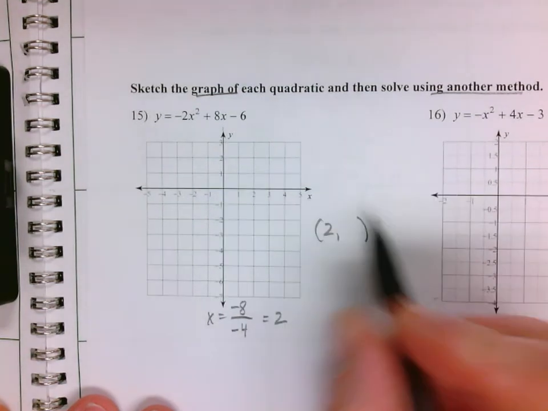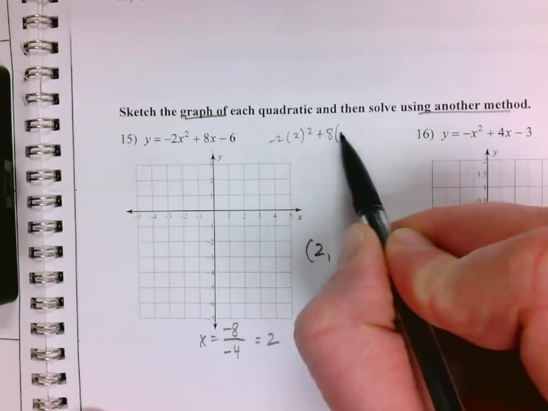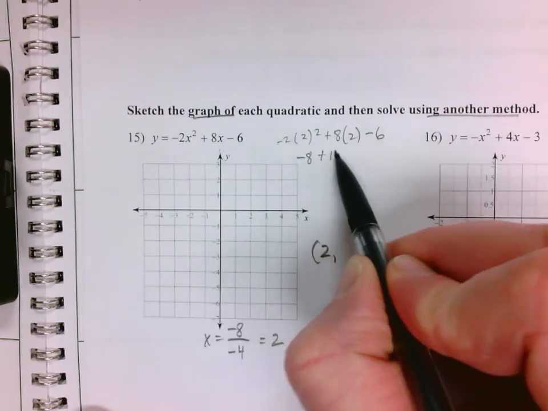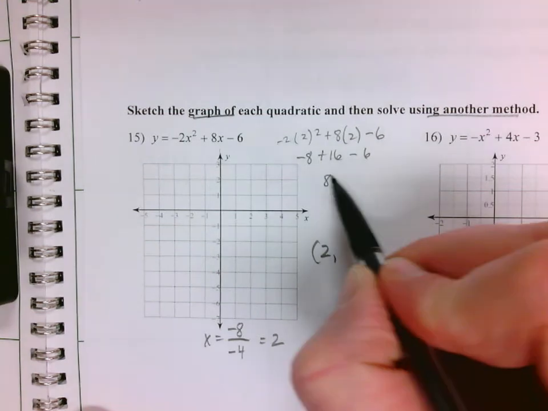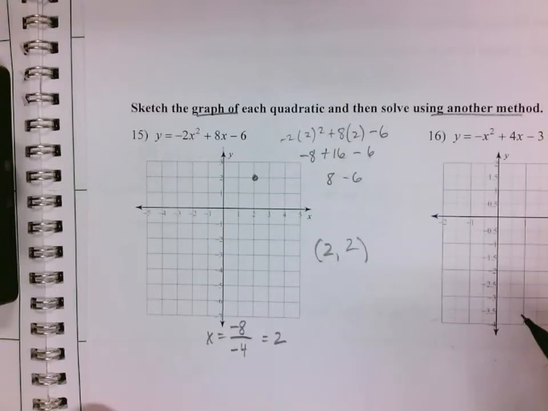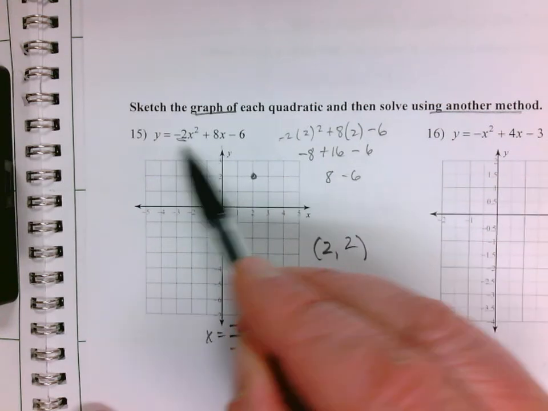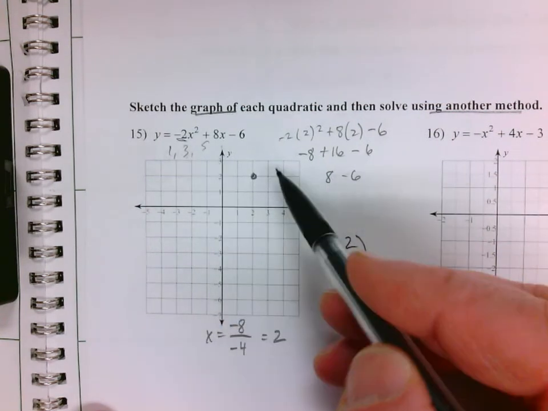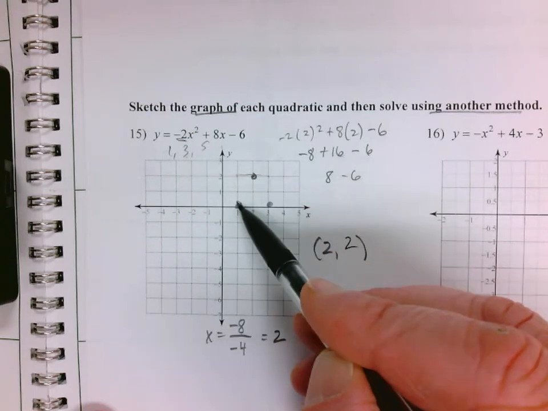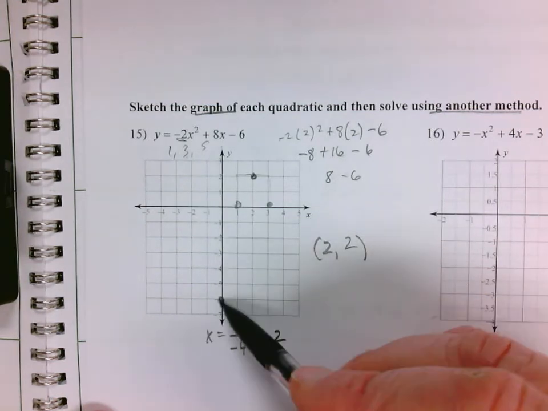So negative 8 plus 16 minus 6. So 2, 2 is my vertex, and it's negative, and it's a 2, so instead of 1, 3, 5, it's negative 2, negative 6, negative 10. So over 1, down 2, over 1, down 2, over 1, down 1, 2, 3, 4, 5, 6. 1, 2, 3, 4, 5, 6.